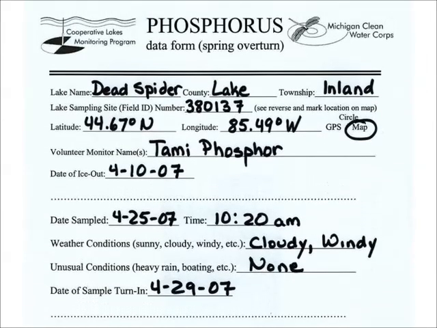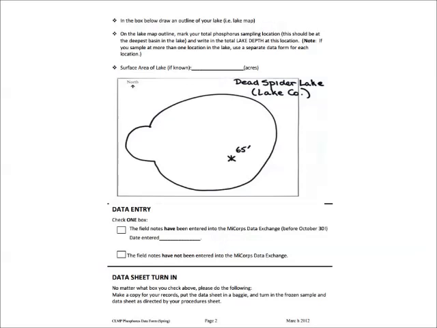Be sure to completely fill out your data form. Use a black permanent marker or a pencil. On the back of the data form, draw an outline of the lake and indicate monitoring station and maximum depth. On the bottom, there are boxes to indicate whether you entered the phosphorus sampling information into the CLMP online database or if that information was not entered. Please check the appropriate box. No matter which box you check, put your filled out datasheet into a baggie and place it into the larger bag with your frozen samples prior to turning in your sample.